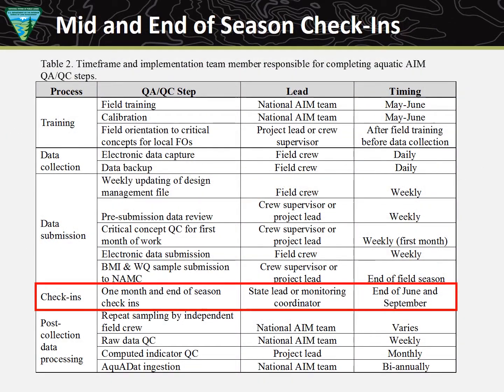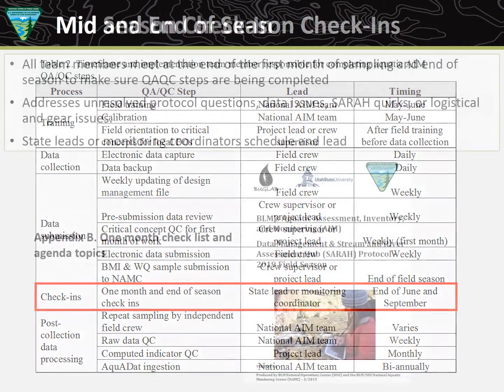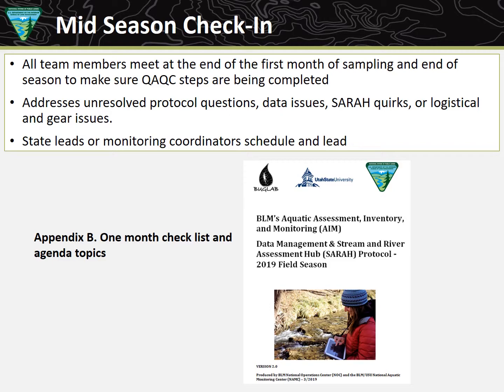Other components to the QA/QC process are the 1-month and end-of-season check-ins. All members of the AIM implementation team will meet at the end of the first month of sampling and at the end of the field season to make sure QA/QC steps are being completed. The mid-season check-in addresses any unresolved protocol questions, data issues, SARA quirks, or logistical and gear issues. The state leads or monitoring coordinators should schedule and lead these meetings, and all other parties should come prepared to discuss any issues that have arisen thus far during the field season. For more information, see Appendix B of the Data Management Protocol.